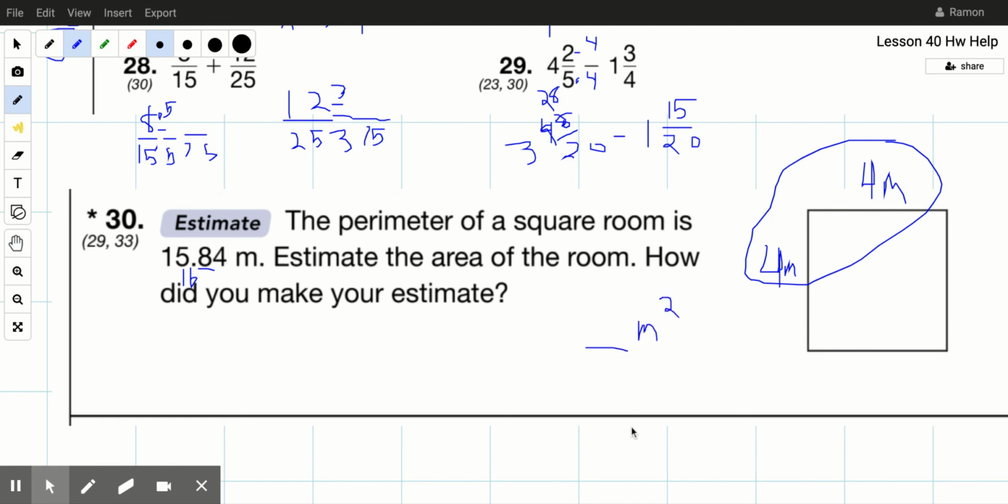And how do we make our estimate? We rounded the perimeter of the square room to the nearest whole number. We divided that by 4 because it's a square, and all the sides are equivalent. And then we multiplied one side measure times the other side measure to find the area.